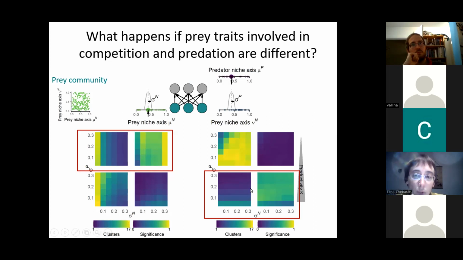And it is the opposite at high carrying capacity, meaning that you find quite strong clustering on the traits related to predation, and this clustering is related to the niche width of predators. While when you look at the traits related to competition, the clustering is not significant anymore. Okay. Well, I can answer questions if it's not clear, but basically we find a similar type of result to what we found when we had only one prey niche axis, meaning that it's the traits related to competition that determine the clustering patterns at low carrying capacity, while at high carrying capacity, it's traits related to predation.